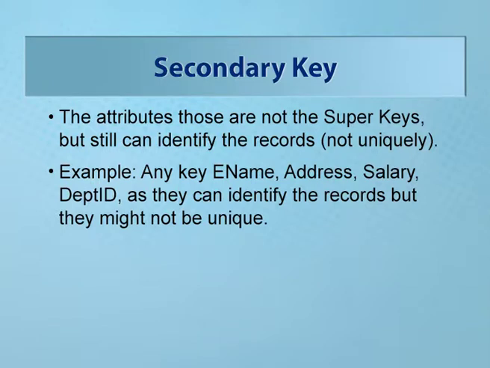The attributes that are not super keys, but still can identify the records, are called secondary keys. Here the basic difference between the super key and the secondary key is that super keys uniquely identify the record, and the secondary key may retrieve the record, but not uniquely. Any key like ename, with the help of ename also you can retrieve the record.